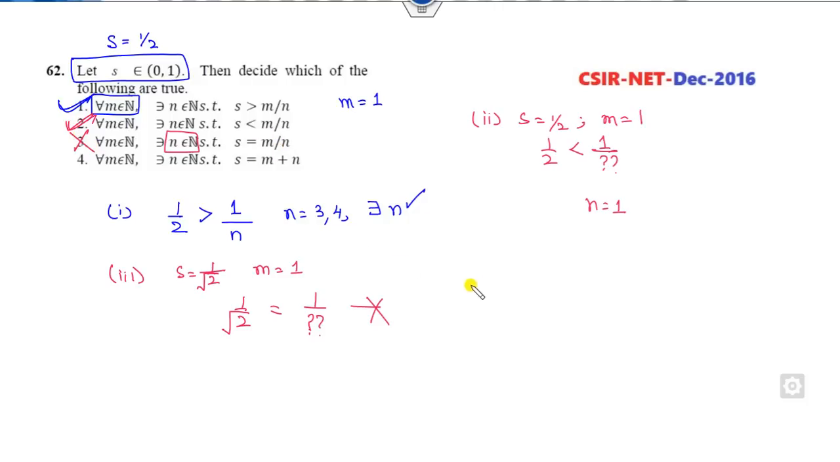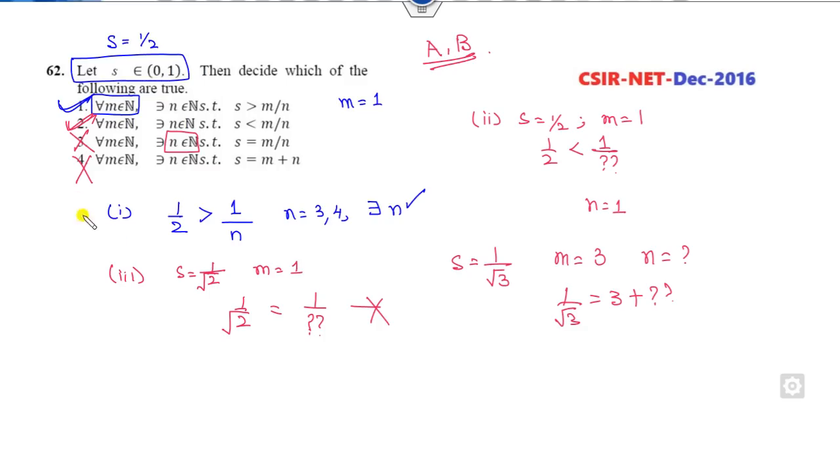Similarly, for the last option, if you think about this as my S, you can choose M as, say, 3. Can you choose the value of M, N from the integers, from the natural numbers, so that it will hold here? It is not possible. So the right answer is A and B are the correct options.